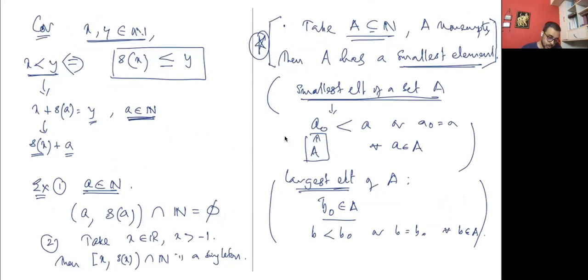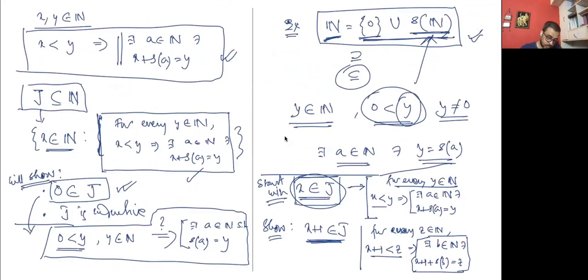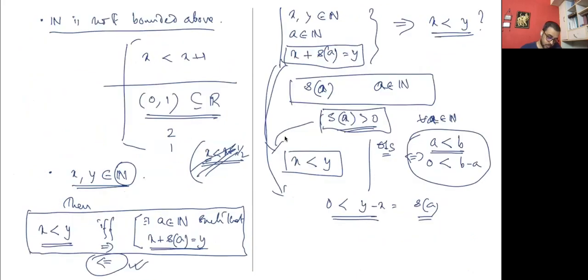Let me just go back a little bit. That is exactly this statement. If you think about it, when you take two elements within N, they have to differ by S of something, which is at least 1. Right. So that is the property that we are trying to make use of.